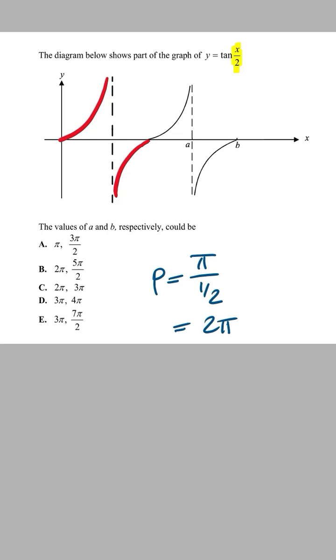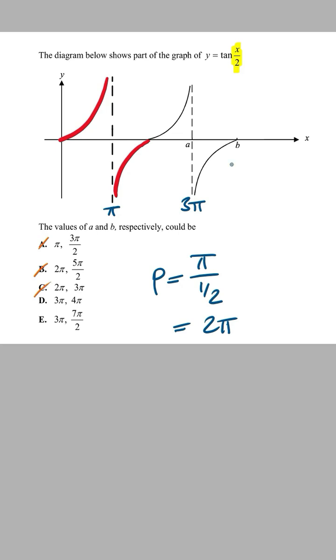And because we don't have a translation left or right, this means the first asymptote is going to be half of the period, and so the first asymptote is going to be when x is equal to pi. The next asymptote, which is going to be the value of a, is going to be 1 period apart, and so if we add 2 pi to this first asymptote, we're going to get the second asymptote is at 3 pi. And so a is going to equal 3 pi. And so we can cancel out options A, B, and C.